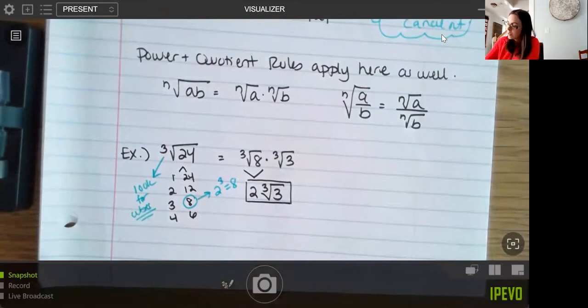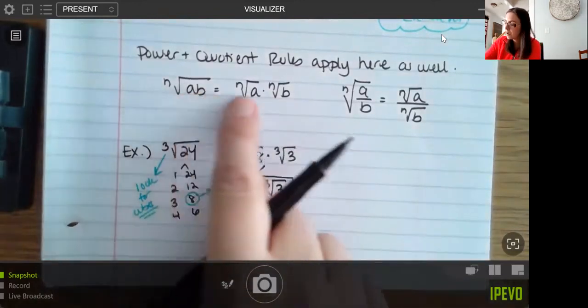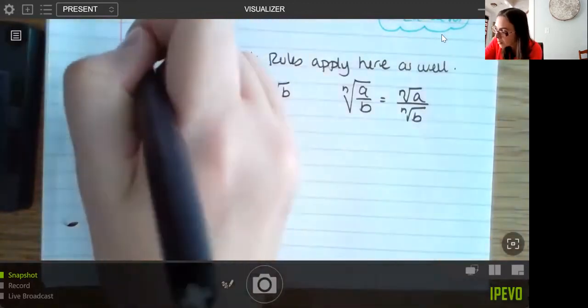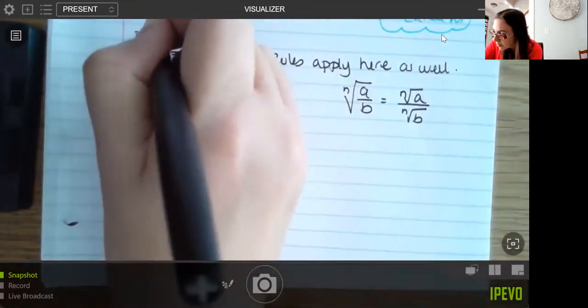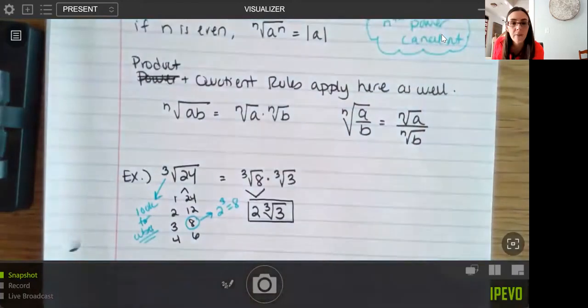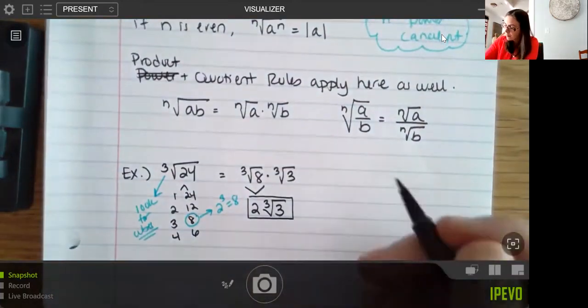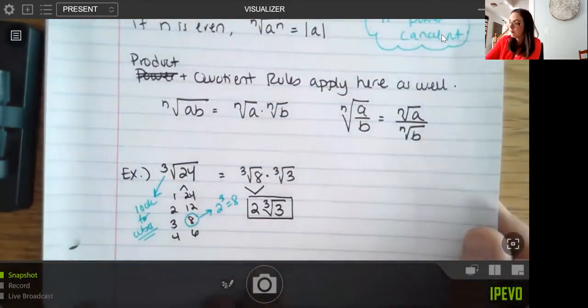Okay. Let's do another one. So I'm using that product rule. Oh, sorry, I wrote power. I'm sorry, guys. This is product, not power. There we go. That looks better. All right, let's go to a new page for another example.